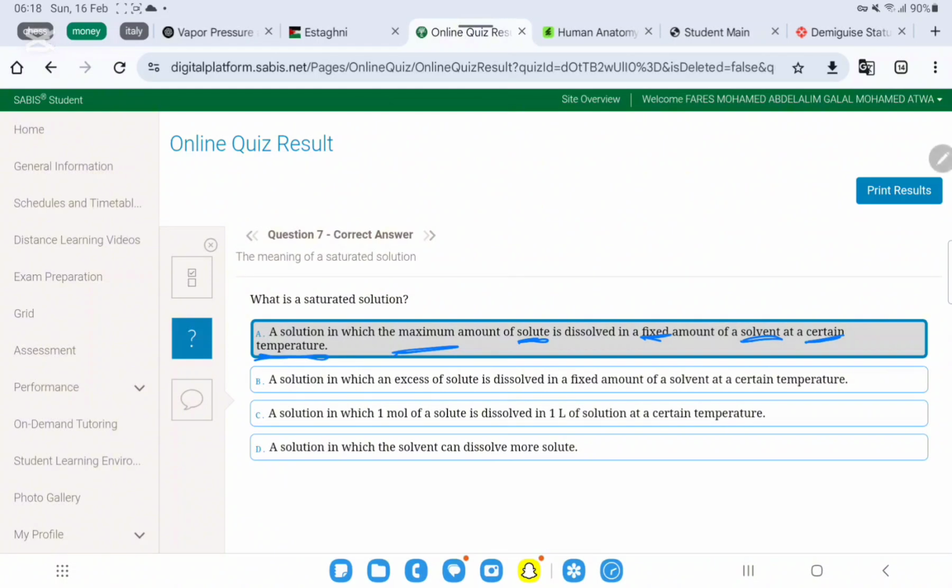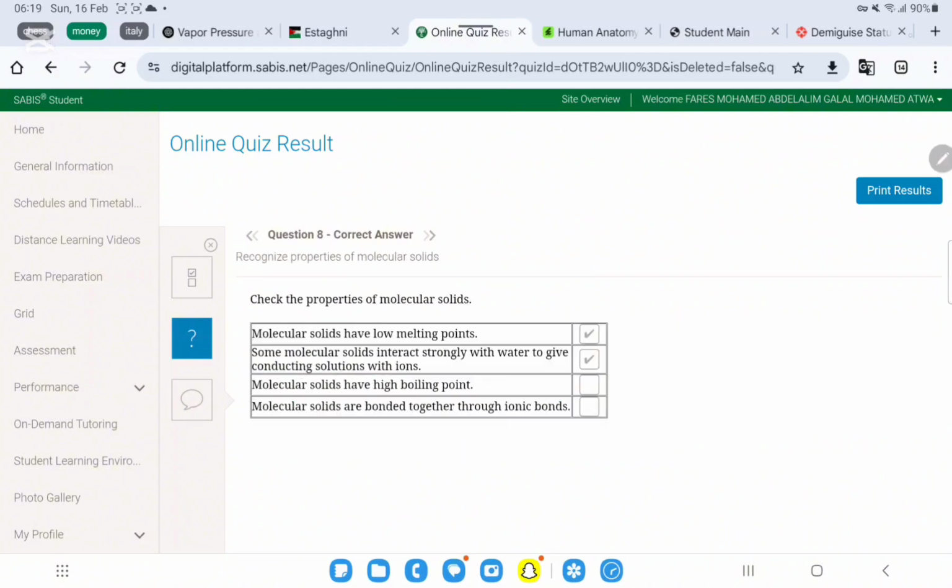A solution in which an excess of solute is dissolved in a fixed amount of solvent at a certain temperature, no, not an excess, we want the maximum. A solution in which 1 mole of solute is dissolved in 1 liter of solution at certain temperature, no, that's wrong. A solution in which the solvent can dissolve more solute, no, that's not saturated. When we say saturated, no more solute can be dissolved into the solvent.